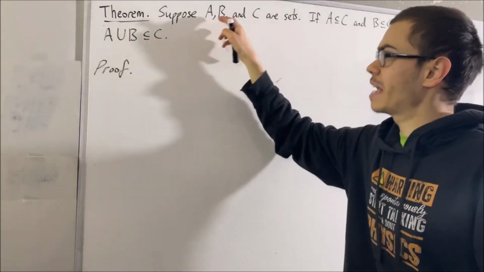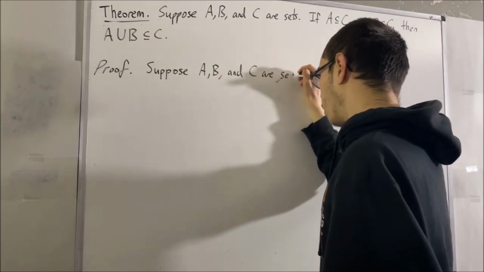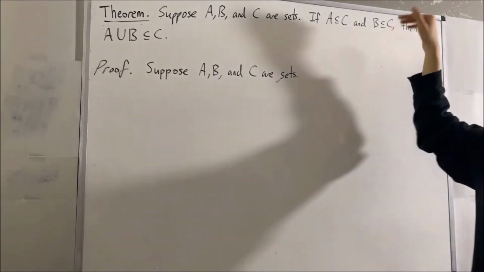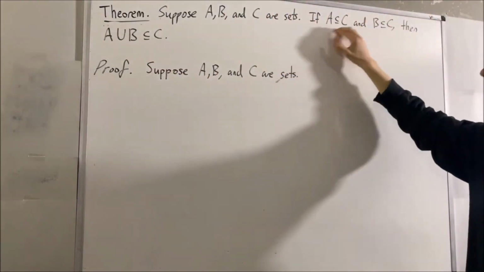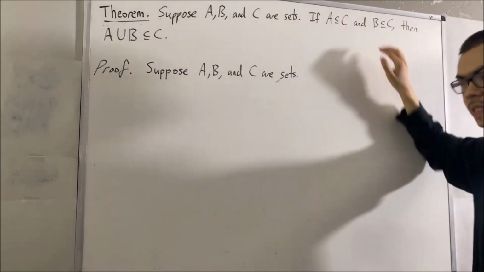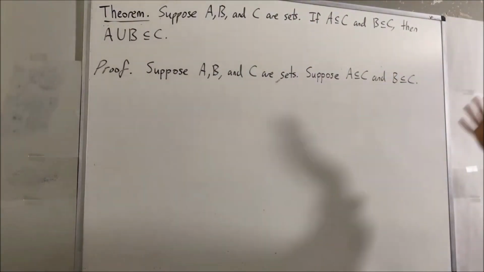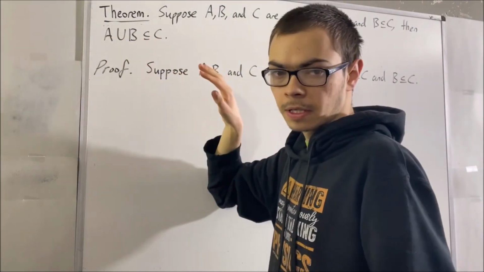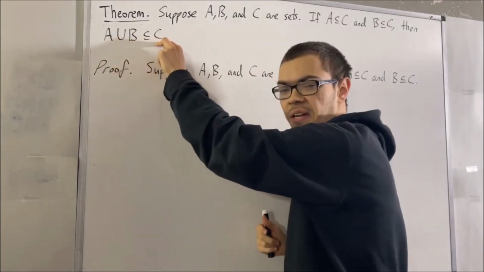Let's suppose A, B, and C are sets. And so our goal now is to prove that if this is true, then this is true. So let's suppose that A is a subset of C and B is a subset of C. And now we want to prove that A union B is a subset of C. In other words, we want to show that everything in this set is also in this set.